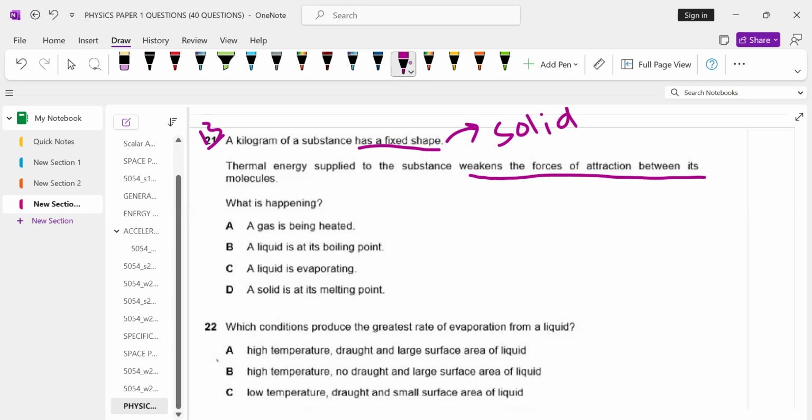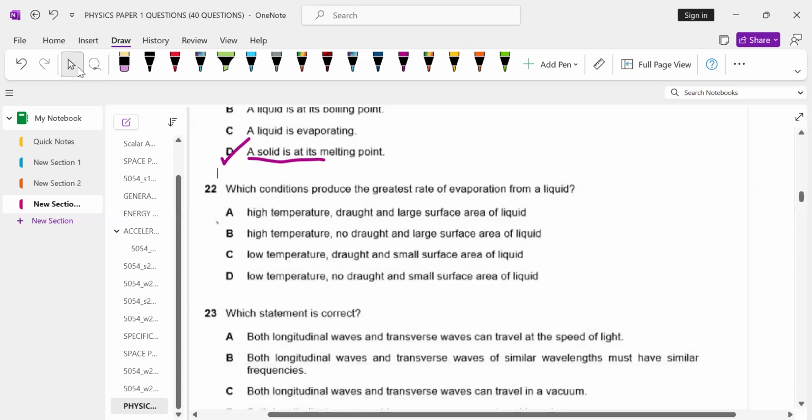So you can see that there is only one option for solid. A solid is at its melting point. Yes, so option D is correct for question number 13. Question number 14.